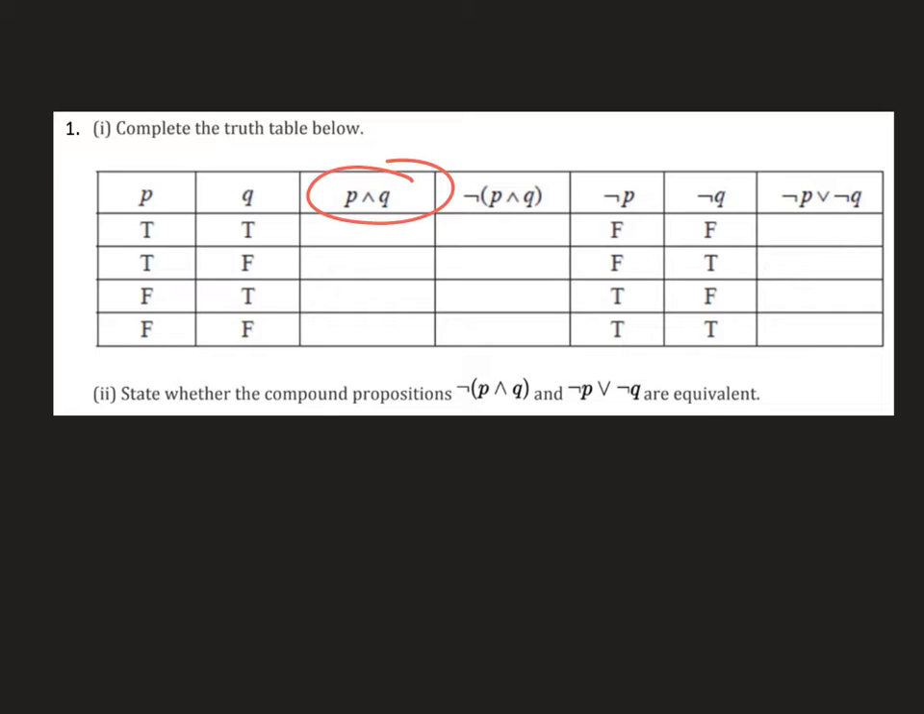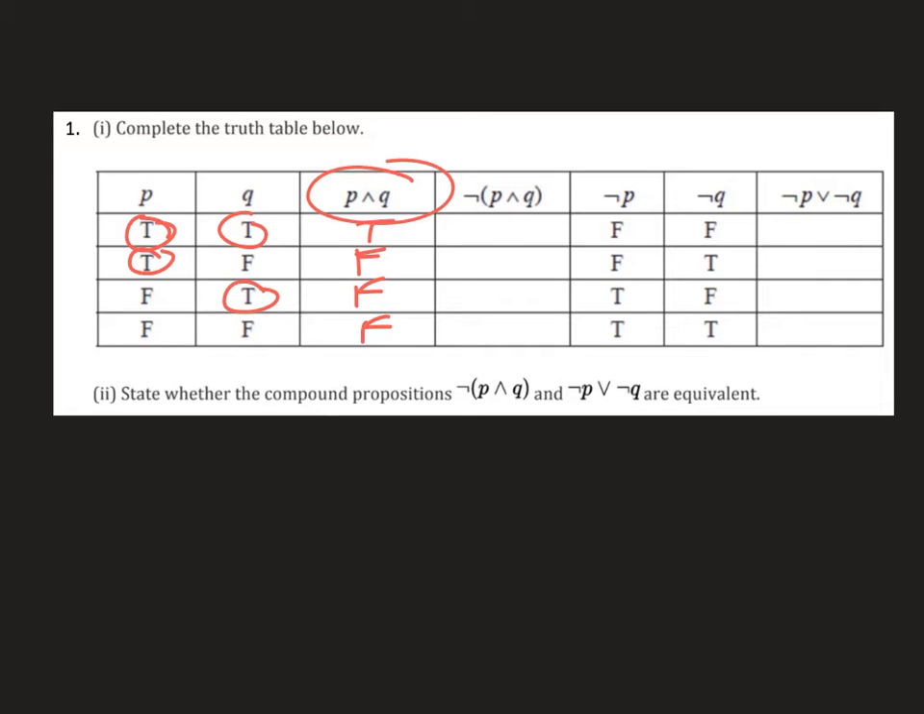So for P and Q, this is only true if both statements P and Q are true. So in the first one, we've got P is true and Q is true, so therefore that's true. In the second line, only P is true, so therefore that's not going to be true. Third line, only Q is true, so that's also going to be false. And in the final line, neither of them are true, so that is also going to be false.